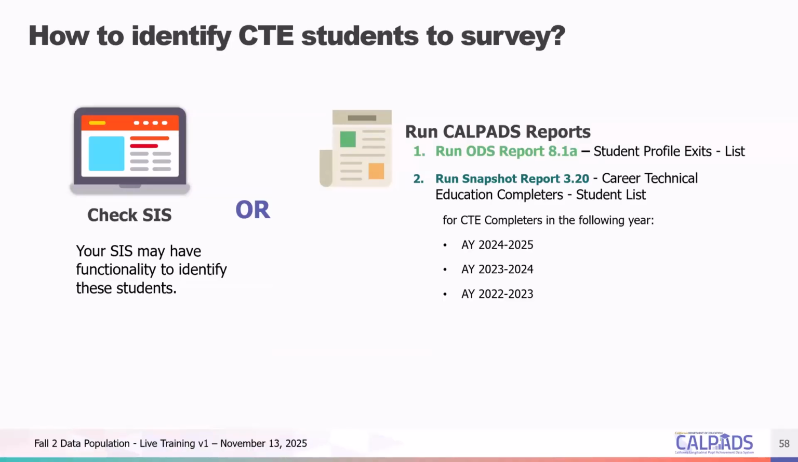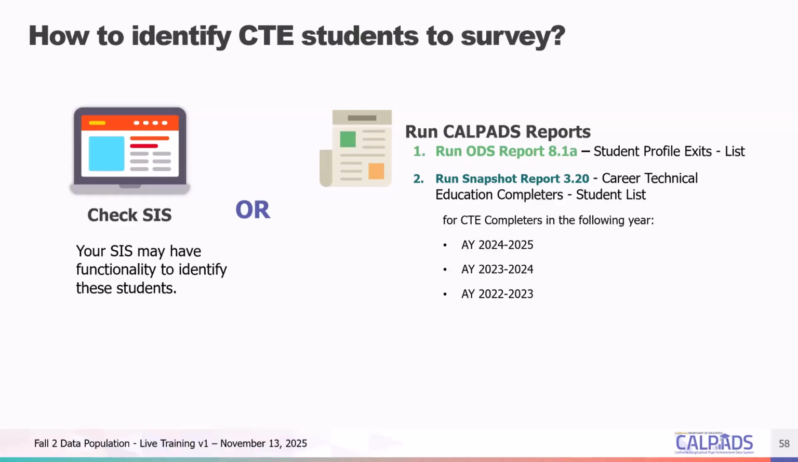Many student information systems can generate a list of all the students you need to survey. That's the easiest method. That's the first place you should look. If your student information system does not generate a list, or you simply do not know how to retrieve this list, you can identify those students through a combination of reports in CALPADS.